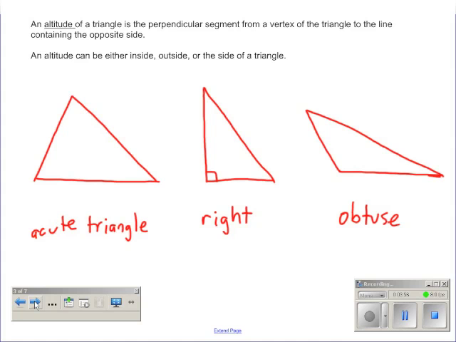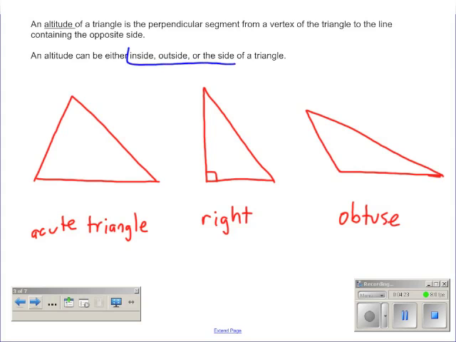The next word is altitude. The altitude of a triangle goes from the vertex to the opposite side of the triangle, and it always intersects the opposite side at a perpendicular angle. And then down here it shows that the altitude can either be inside, outside, or on the side of a triangle.